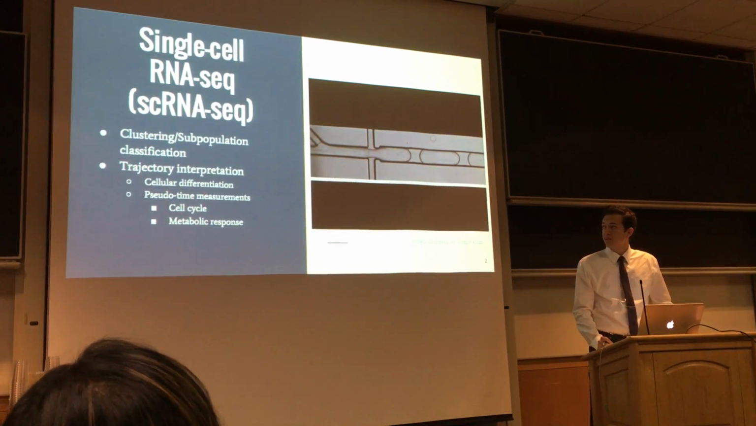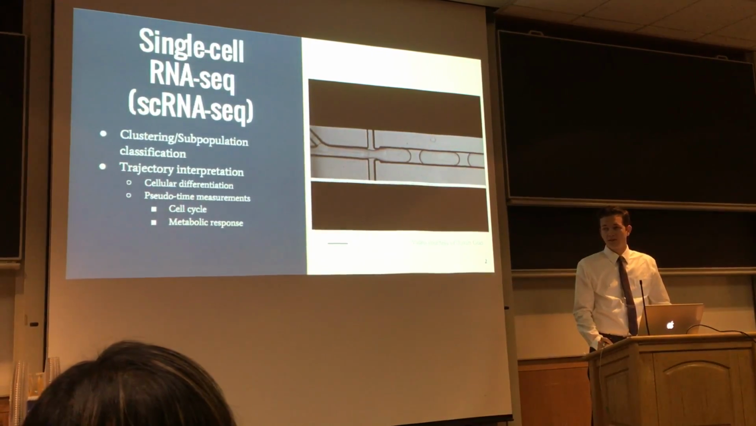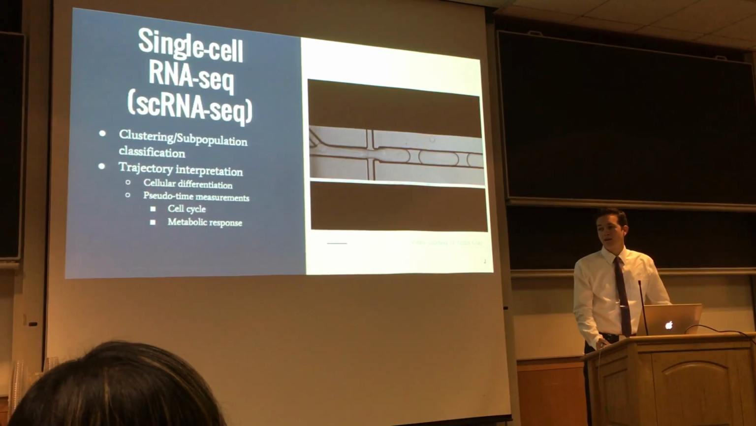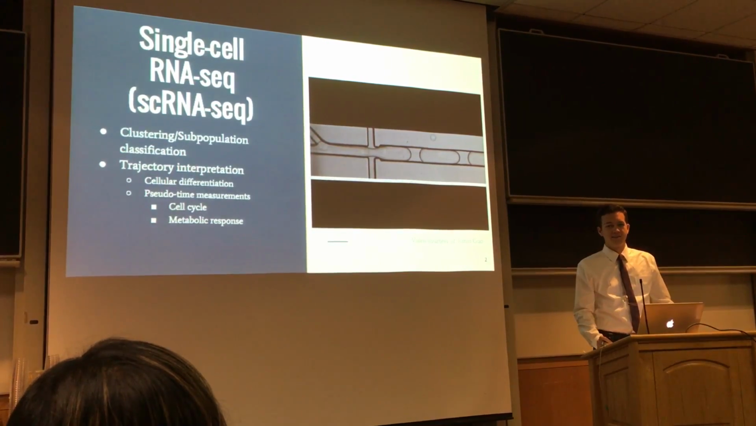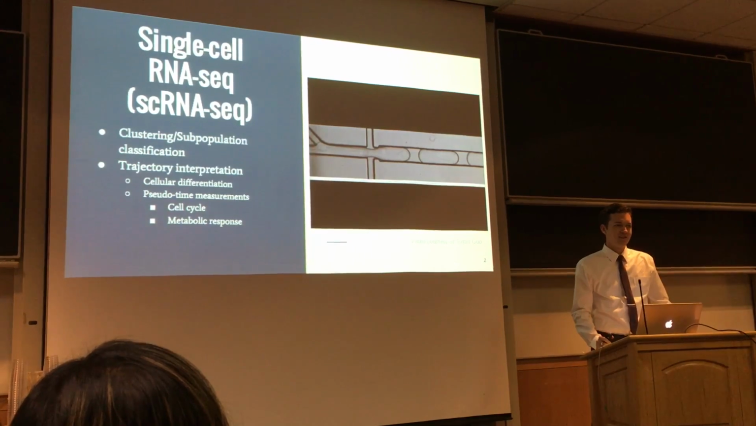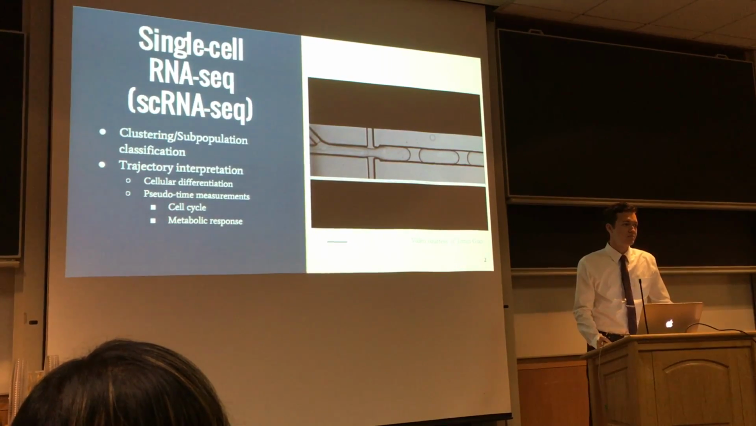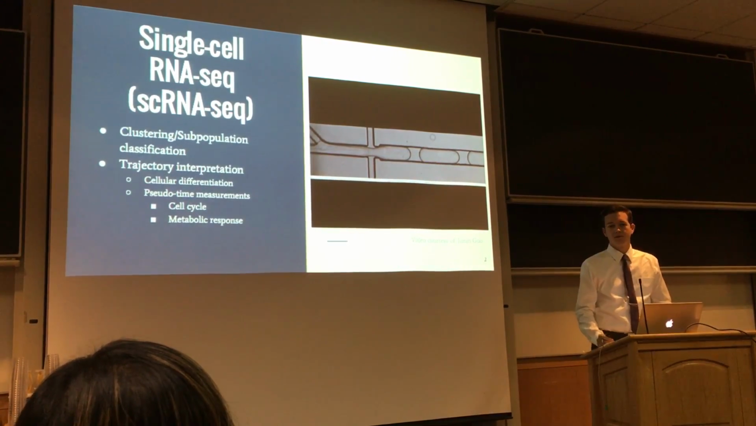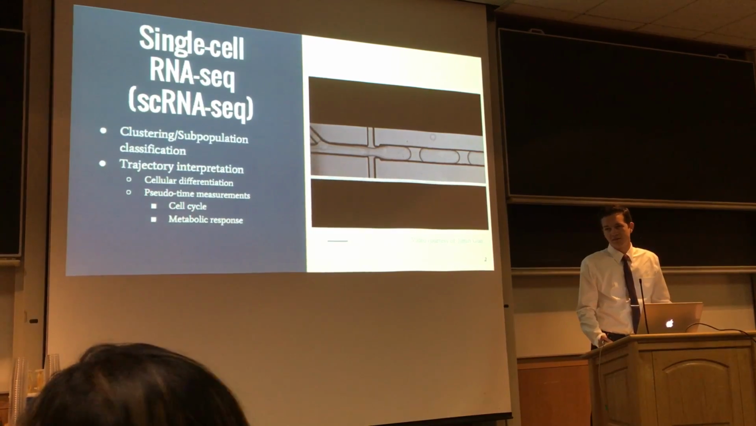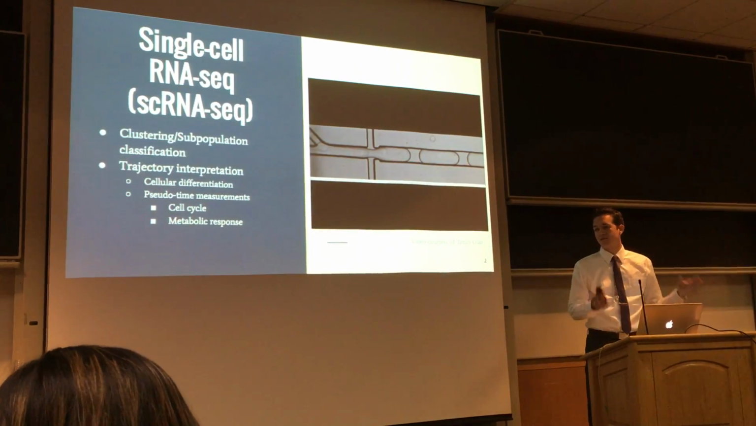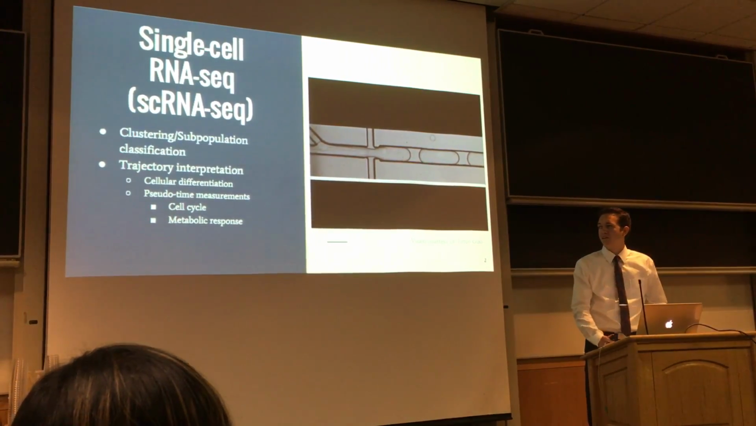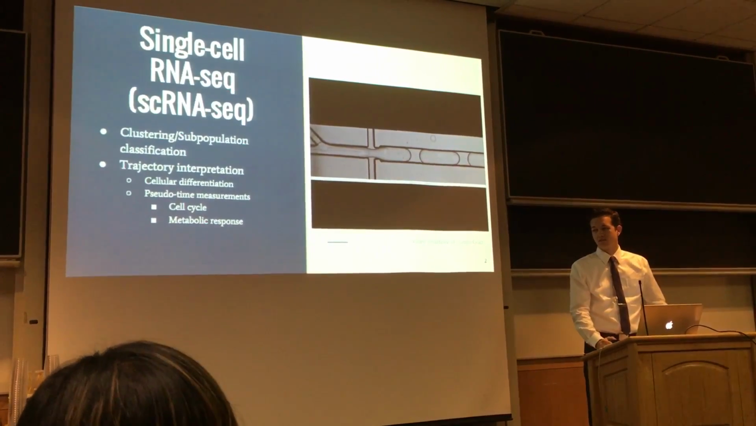And with the advent of this new technology, there are two categories of algorithms that are needed in order to analyze this data. The first being clustering, or subpopulation classification. And this essentially groups cell types that are similar together. The next being trajectory interpretation.